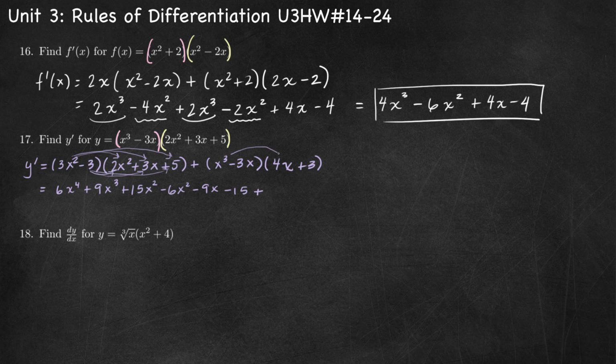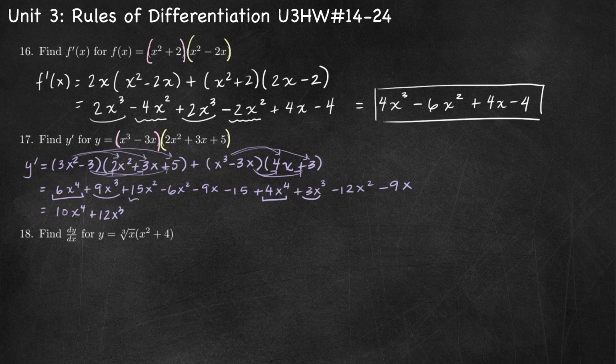Plus, and now I'm distributing over here. So I get, that's 4x to the fourth. And then 3x cubed minus 12x squared minus 9x. Okay, it looks like we've got a bunch of like terms we can combine. So I have 6x to the fourth and a 4x to the fourth is 10x to the fourth. Then we have 9x cubed and 3x cubed. So that's 12x cubed.